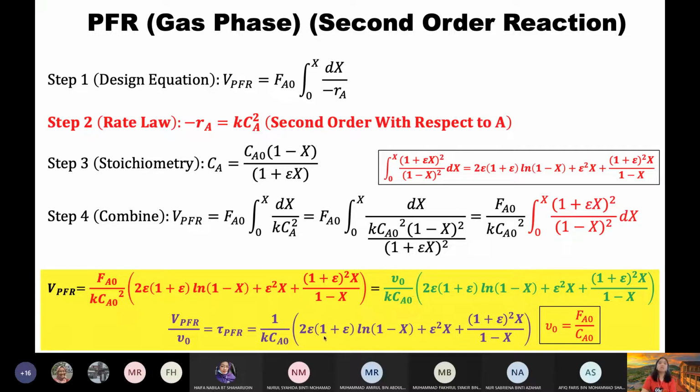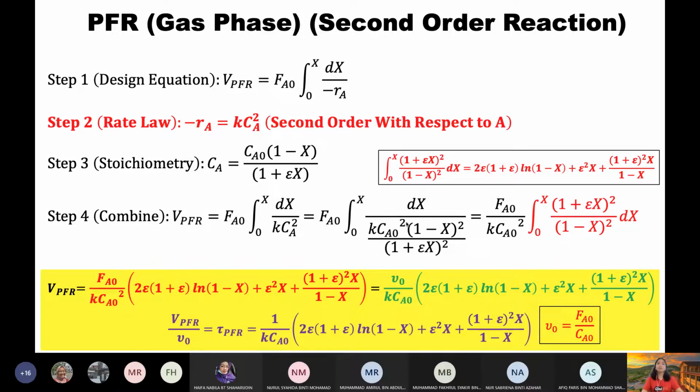And the third version is to find the space-time. So the concept is the same, the third version to find space-time. And again, these three equations are only applicable if you have PFR, rate law KCA square, gas phase. If any one of these changes, this equation is no longer valid for you to use. Okay, so for PFR, you have learned basically 15 equations, plus the batch 3 equations, 18 equations.